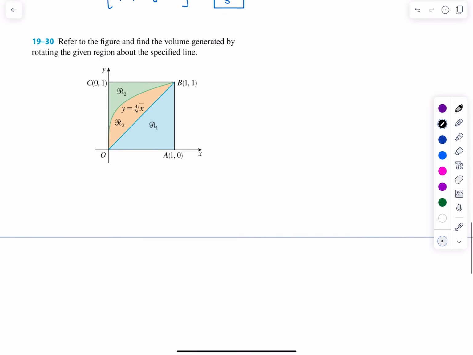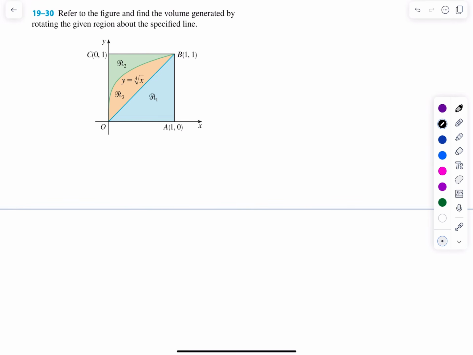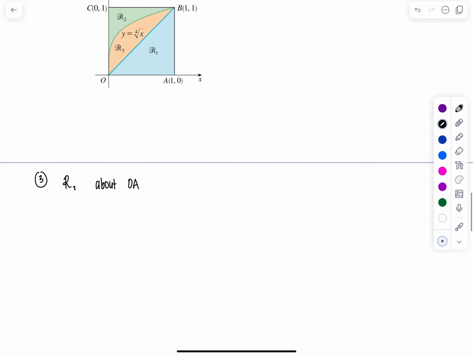Okay. What are we doing now? I would like you, for problem number 3, to take region 2 this time and spin it about OA. So region 2 is this upper green region here, and we're spinning it around OA, the x-axis. All right, let's redraw everything down here.